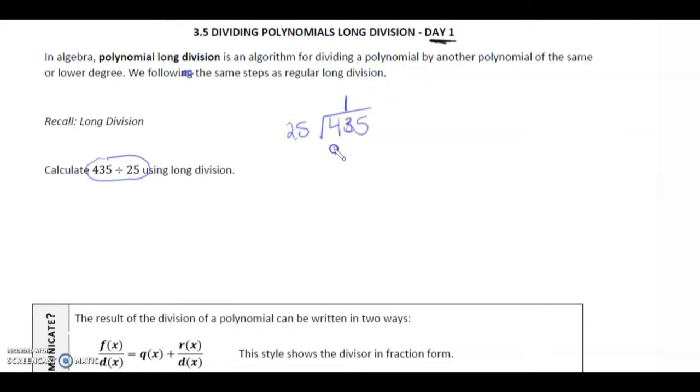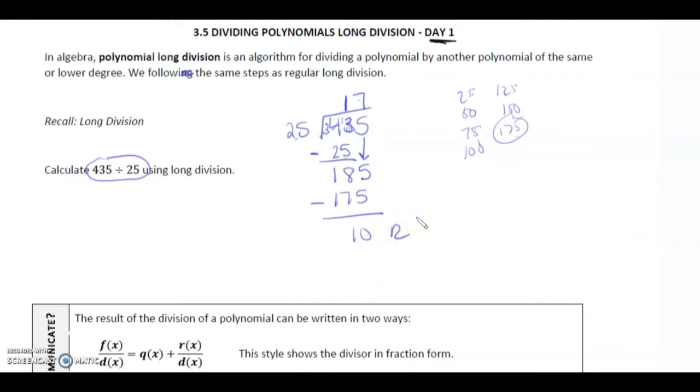1 times 25 would be 25, and we would subtract these. So 13 minus 5 is 8, and 3 minus 2 is 1, so we get 18. Okay, and then we can go ahead and bring down the 5. How many times does 25 go into 185? Well, if you pattern 25, 50, 75, 100, 125, 150, 175. So I get 7. Okay, 7 times 25, I get 175. And when we subtract these, we get 10 as the remainder.